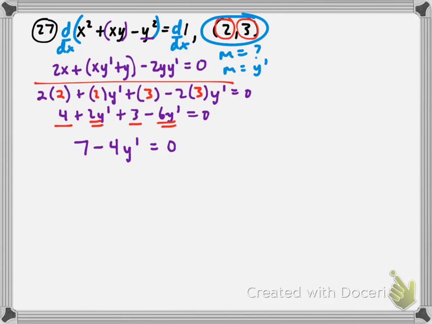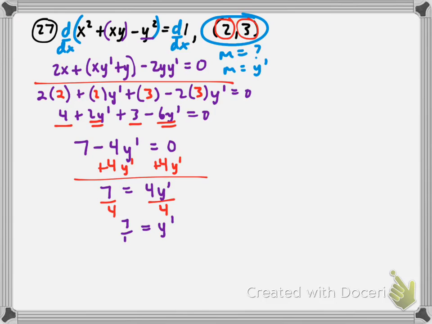to 0. Okay, so if we add 4y prime to both sides, again, our goal is to find y prime when x is 2 and y is 3. Okay, so we get 7 equals 4 times y prime. When we divide both sides by 4, we get y prime, let's put that in purple, y prime is equal to 7 over 4.